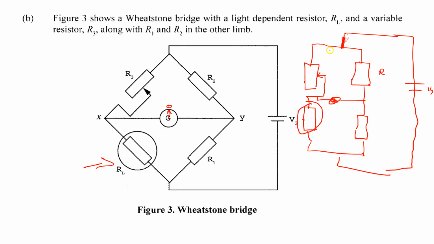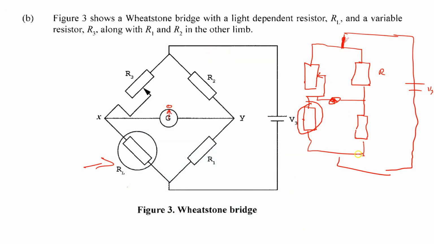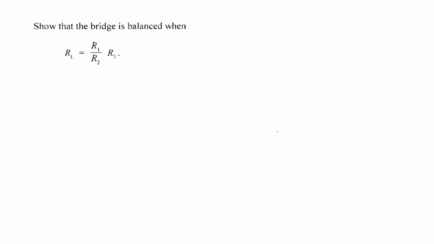So it means now that you have a complete parallel circuit, and in a parallel circuit, we know that voltage remains constant and current is going to be divided. We know that already. So we're going to use that basis now to help us with understanding something here. They want us to show that the bridge is balanced when that is equal to that.